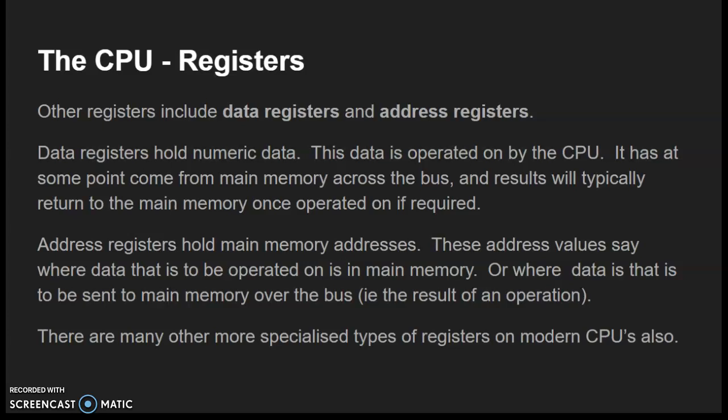Invariably, they're in main memory there. And when we talk about main memory, we're on about something like RAM or ROM. That is main memory. Secondary memory is things like hard drives and that. So address registers hold main memory addresses. So these are the places that hold the addresses of where the data is or instructions are. These address values say where data is to be operated on in the main memory, or where data is to be sent to main memory over the bus. That is the result of an operation. So there are many more specialized types of registers on modern CPUs also, and we'll see more about that shortly.